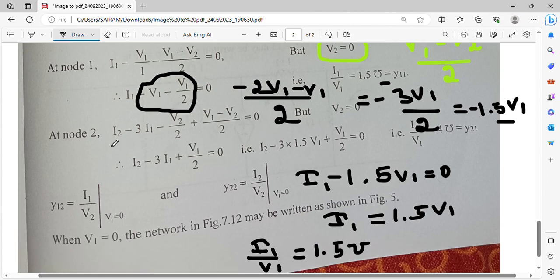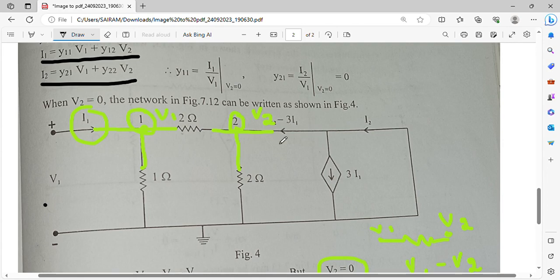So now let me take the second one. For the node 2, my current flowing is I2 minus 3I1. Why? Here the current I2 is flowing and here there is a 3I1 flowing. So both join together and you get I2 minus 3I1. Here there is a point wherein two currents meet. So that is nothing but your I2 minus 3I1.